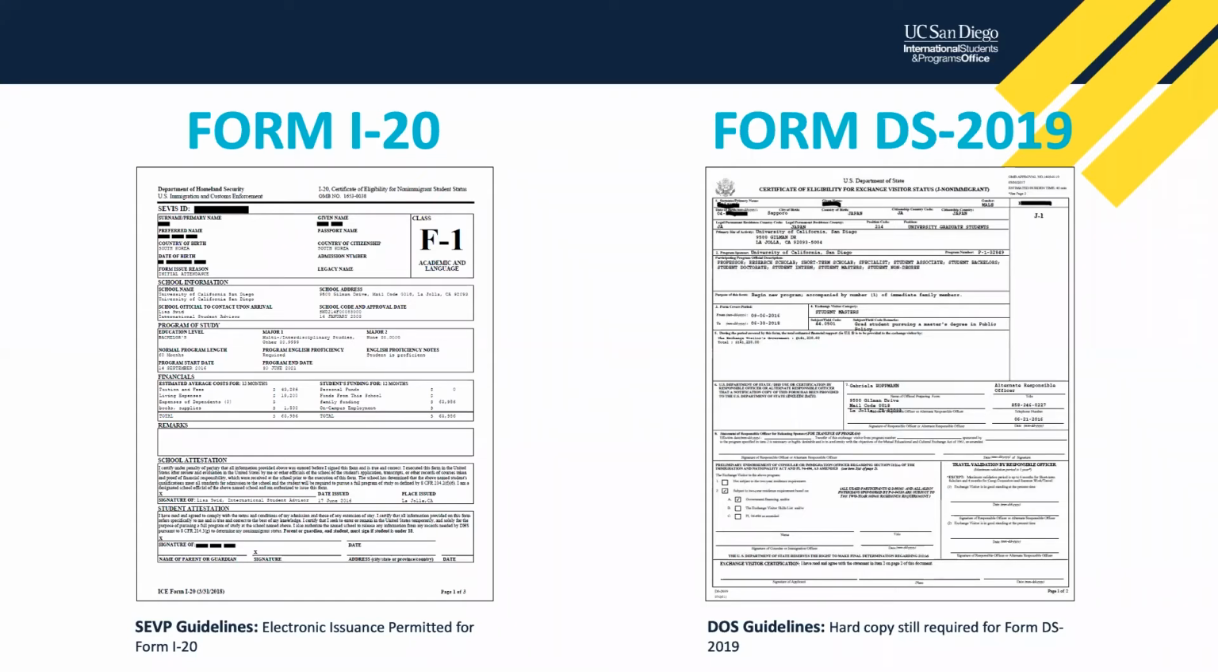If you're applying for a J1 and you require a Form DS 2019, you will have to have a hard copy, and the iPortal application will ask you for your mailing preference. If you have any questions during this process, we encourage you to reach out to our advisors. We have specific time slots dedicated to newly admitted students to answer those questions, and we'll be happy to assist with any questions that come up.